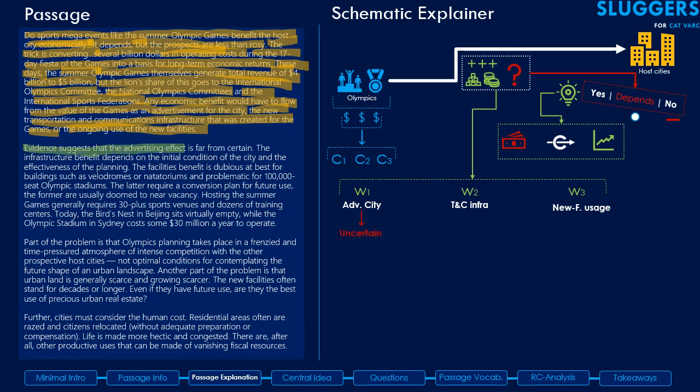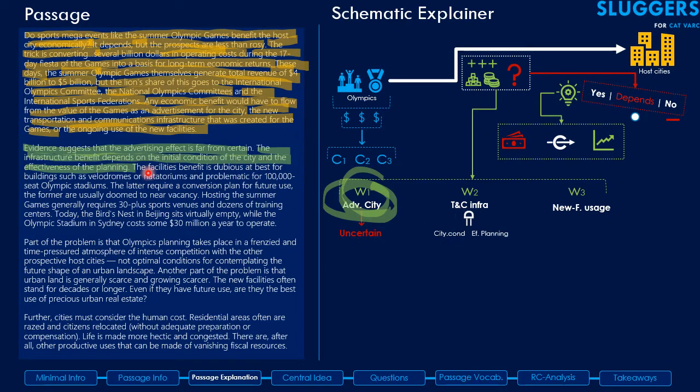Evidence suggests that the advertisement effect is far from certain. So the first way in which the cities could have benefited from the sports mega event is far from certain. That means it is uncertain. That's what he's saying. The infrastructure benefit depends on the initial condition of the city and the effectiveness of planning. So the second way, the transport and infrastructure point, depends on, let's take this symbol to be a symbol for depends on, D with two legs underneath, the initial condition of the city and the effectiveness of planning, right?